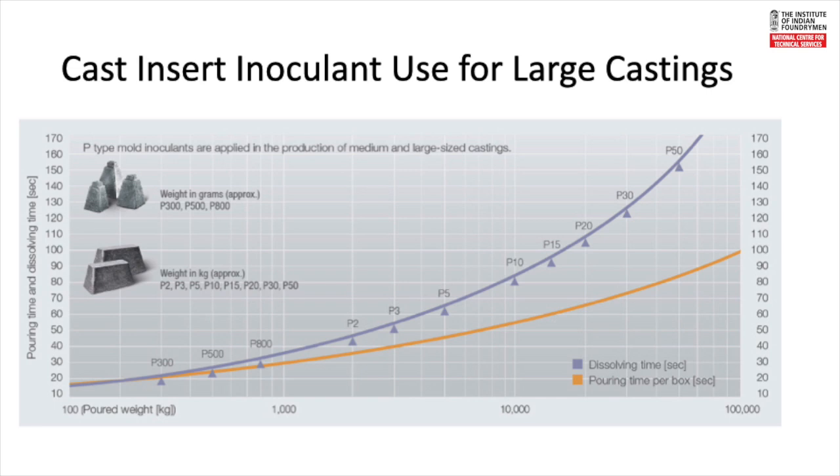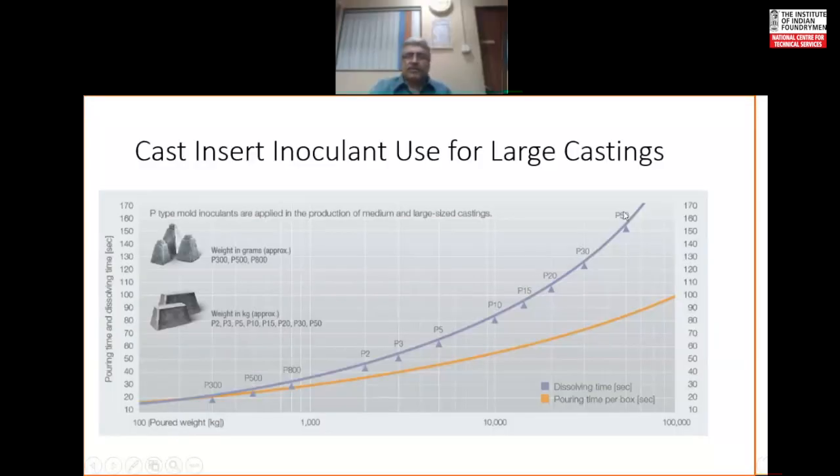For bigger castings, you have your pour weight here on the x-axis, so 1 ton and 10 tons and even more. You have your pouring times and you have your dissolution times and the selection of either the baffles or these cast ingots. I'm calling them tiny ingots. And these can be embedded either in the pouring basin in case of large casting or in a cavity in your running system.